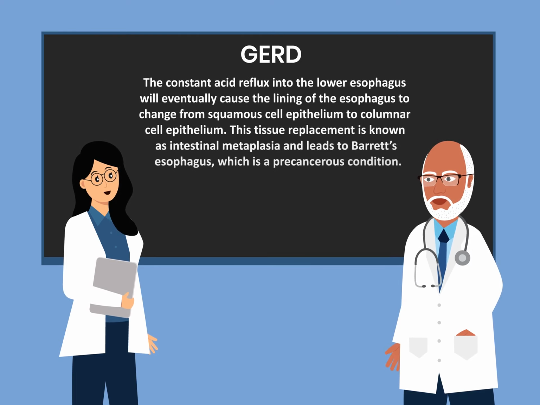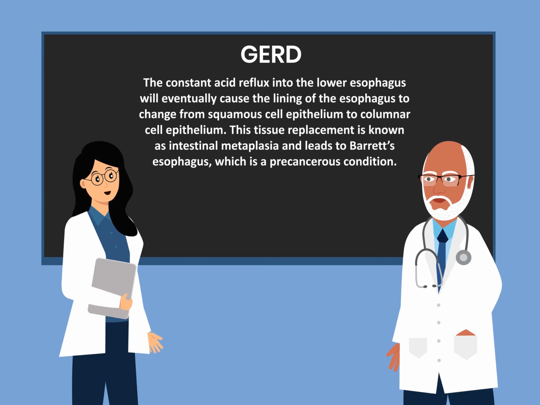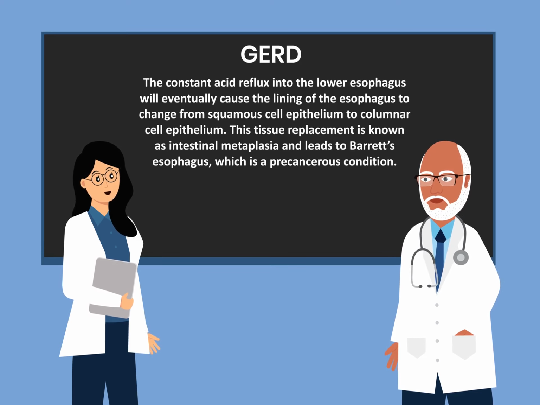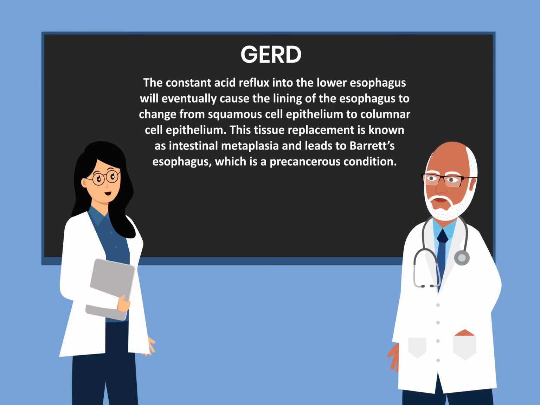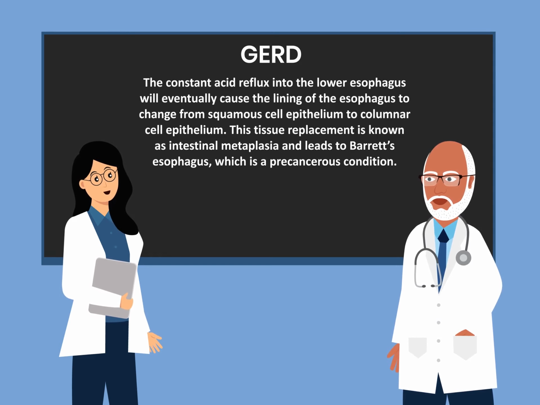The constant acid reflux into the lower esophagus will eventually cause the lining of the esophagus to change from squamous cell epithelium to columnar cell epithelium. This tissue replacement is known as intestinal metaplasia and leads to Barrett's esophagus, which is a precancerous condition.